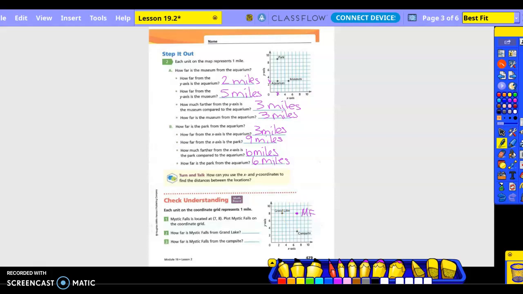Okay. And you guys, I will let you use acronyms for it, just letters instead of the whole thing, but make sure I understand what you're saying, okay? How far is Mystic Falls from Grand Lake? So how many miles? This one is at 3 and this one is at 7. So 4 miles. How far is Mystic Falls from the campsite? So this one is at 3 and this one is at 8. 5 miles.